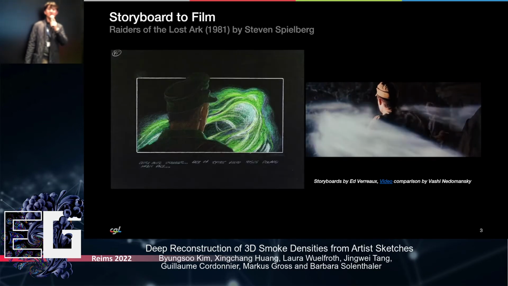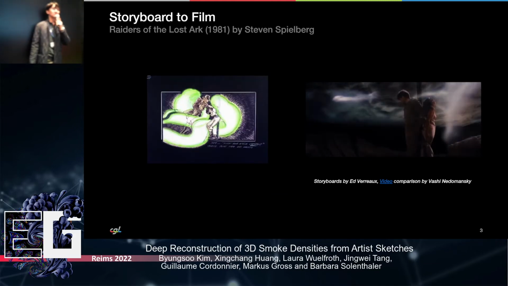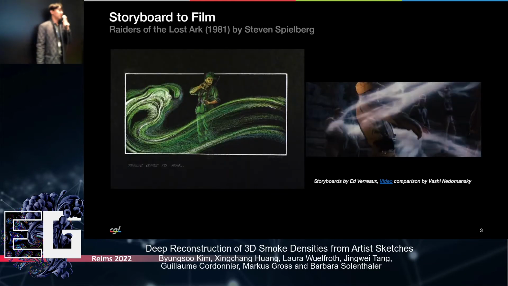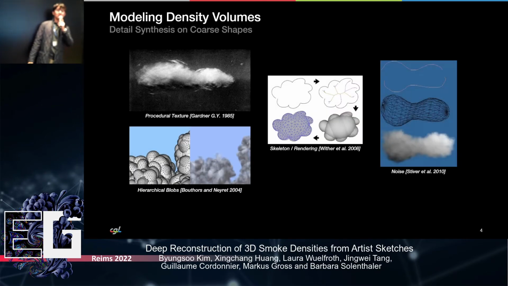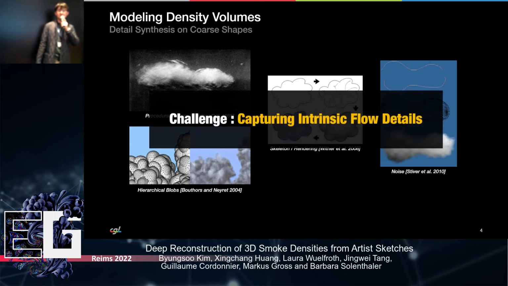So the natural question is, can we transfer these concept sketches directly into 3D volumetric flow structures? Traditionally, modeling density volume is performed by detail synthesis on coarse shapes. Once a guide mesh or a sketch is given, then texture or noise is procedurally synthesized to fill out the guide with high-frequency details as a post-processing step or even during rendering time. But these methods are limited in capturing intrinsic flow details in the modeling step.